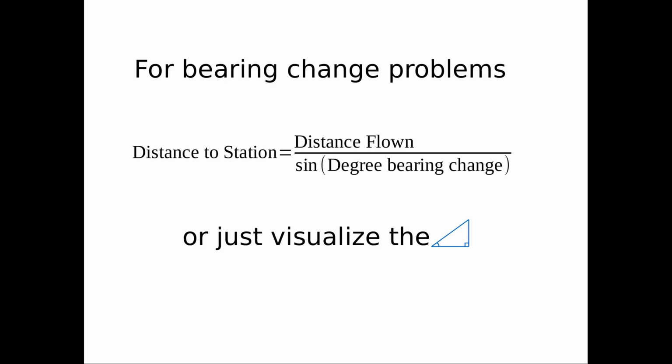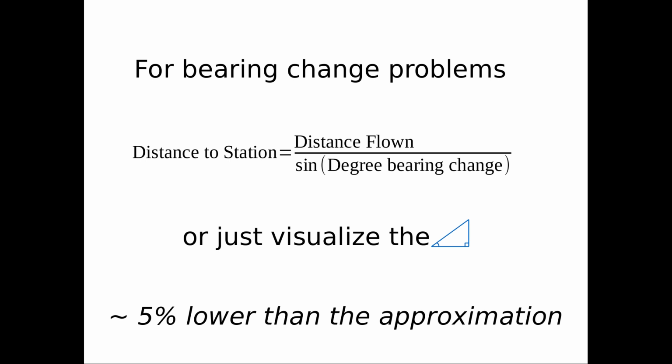So the easy way to do this problem is really just to visualize the triangle. But if you do that, or if you use the formula that's on the screen now, your answer is going to be about 5% lower than what the correct answer in the choices is going to be. And that's because the choices answer was derived using that rule of thumb with the value of 60, and that 60 is about 5% higher than the correct value of 57.2.